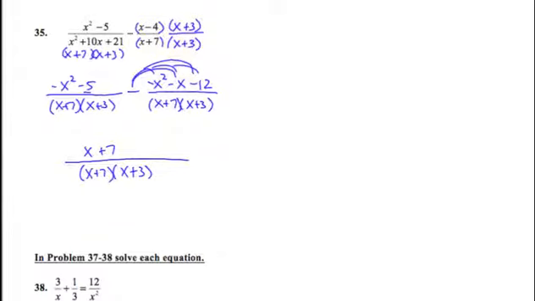Notice now, this x plus 7, I want to think of that as one factor, and notice that matches one of my factors in my denominator. That's one of the reasons why we leave this factored, so we can see that. We could simplify this out, divide out that common factor of x plus 7 to give us a final simplified answer of 1 over x plus 3.